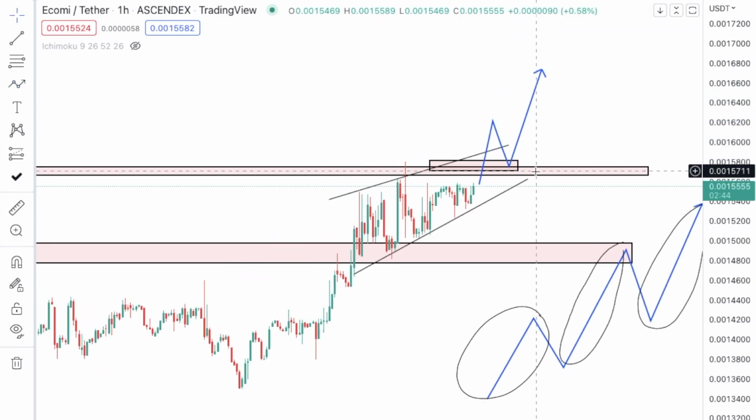That is a beautiful move, guys, right there. But overall, right now, Ecomi is showing a lot of bullish mentality.